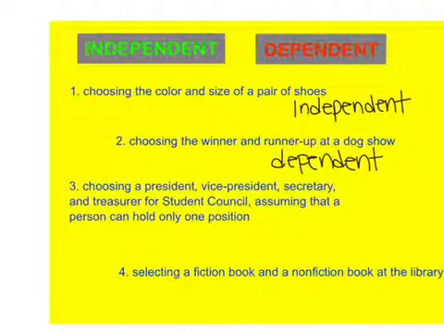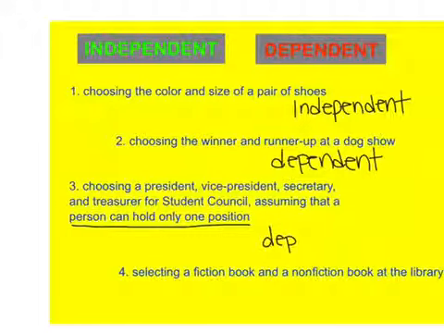Choosing a president, vice president, secretary, and treasurer for student council, assuming that a person can only hold one position. That's really big. Person can only hold one position. So if I have 5 people total I'm trying to pick for these positions, I can pick one of them for president. Well, the president cannot be the vice president as well. They can only hold one position. So then I only have 4 people to choose from for vice president, and then 3 for secretary. So my denominator in my probability, my fraction, would be changing. So these are dependent on each other.